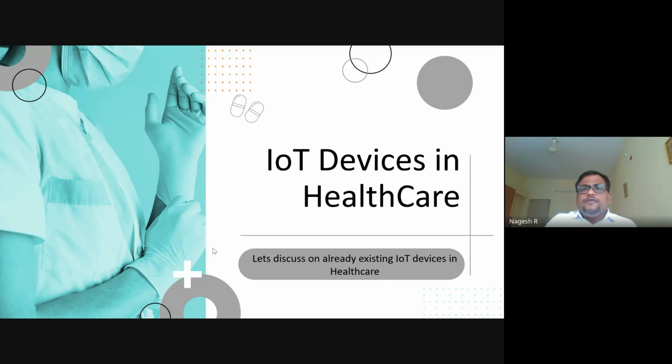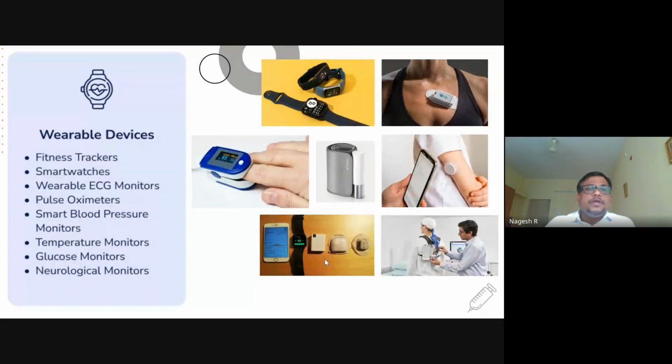Now, let us focus on already existing IoT devices which are presently in use in the healthcare industry. The first one is wearable devices, fitness trackers. Most of us already use smartphones, smart watches and fitness bands which track our walking, sleeping pattern, and various other parameters on a daily basis.